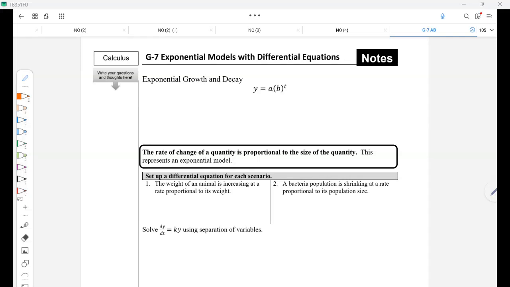So exponential models with differential equations. That's today's topic. Honestly, there's a lot of crossover here from stuff that you guys have learned in functions. So it's not all that different. There's just a little more terminology with the fact that we can actually solve these things using calc. To point out what's going on here, you have two options with these problems.